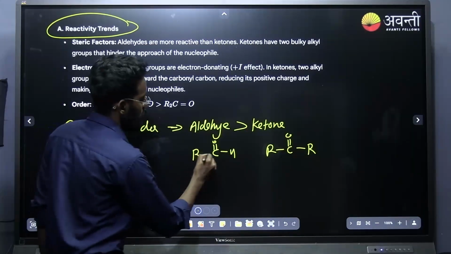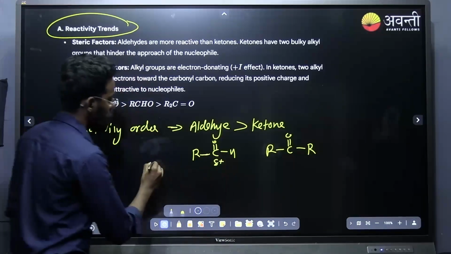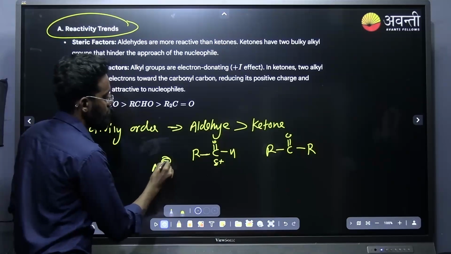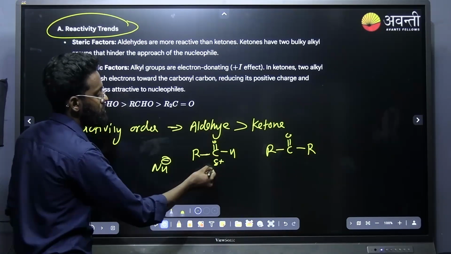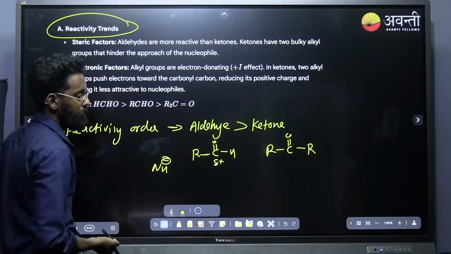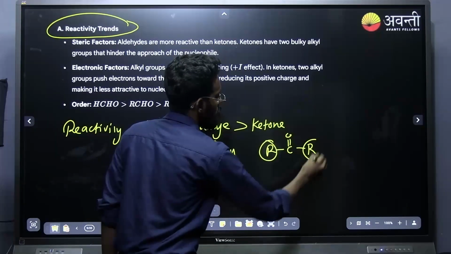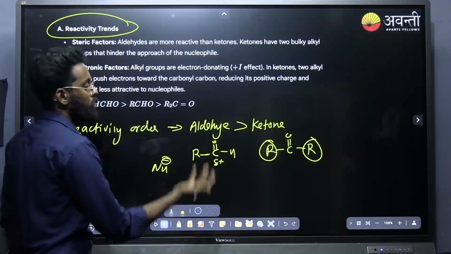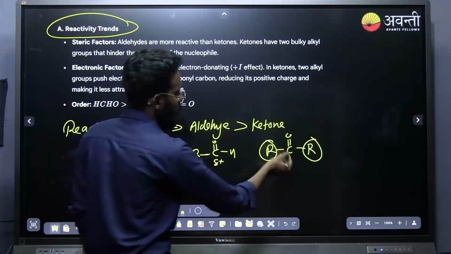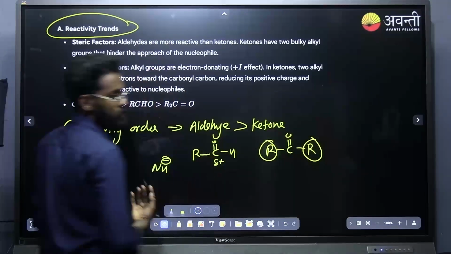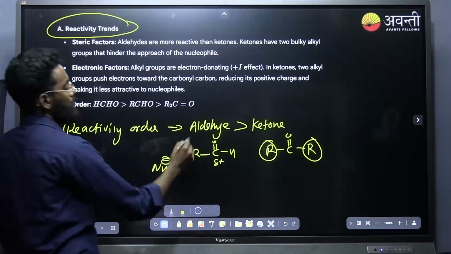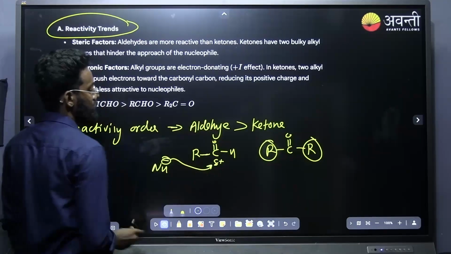Here you can see in aldehyde, the carbon is delta positive. Nucleophilic addition is all about this: if the nucleophile sees a carbon which is more electron deficient, it will attack it very easily. But in ketone there are two methyl groups, which are electron donating groups. Electron donating groups can't make this carbon as electron deficient. So that is why aldehyde is more reactive than ketone.